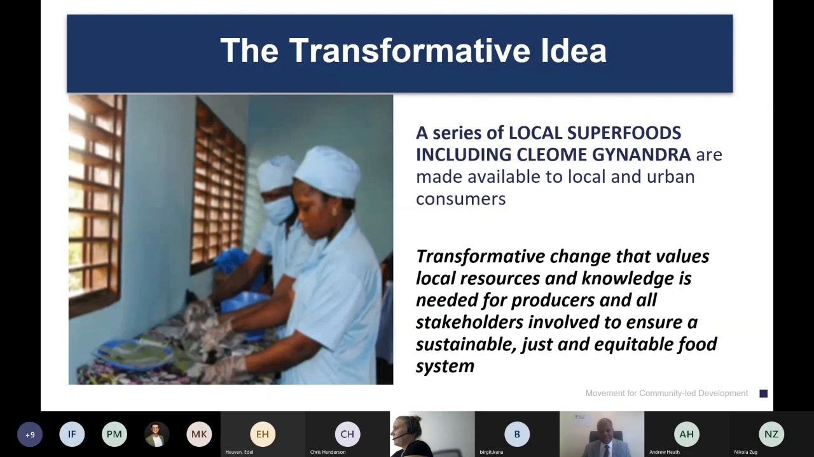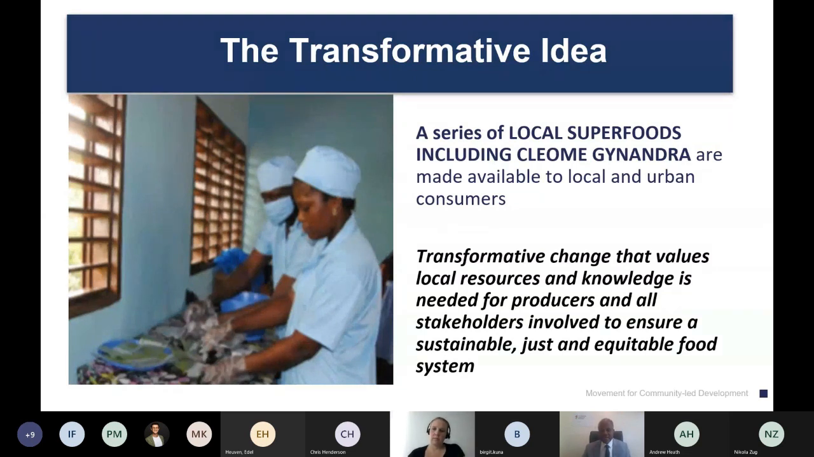What is the transformative idea here? The transformative idea is to make available a series of superfoods, including Cléomé-Ginandra, to local and urban consumers. Indeed, we can see that transformative change that values local resources and knowledge is needed for producers and all stakeholders involved to ensure a sustainable, just, and equitable food system.